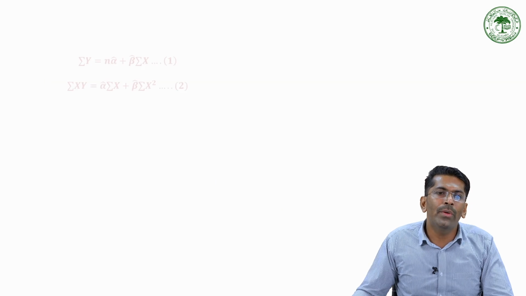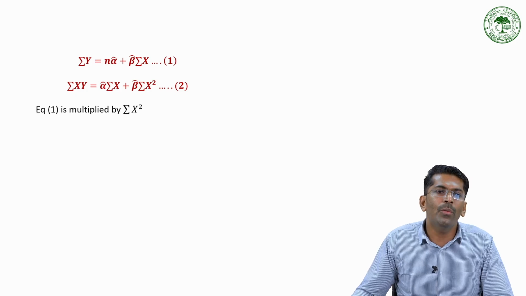Okay. So when you calculate the beta hat, the next step is to calculate the alpha hat also. Since we have the two normal equations here, we are going to calculate the alpha hat by eliminating beta hat, since it is a simultaneous equation model. The equation 1 I am going to multiply with sum of x square. So the first equation I am going to multiply by sum of x square.